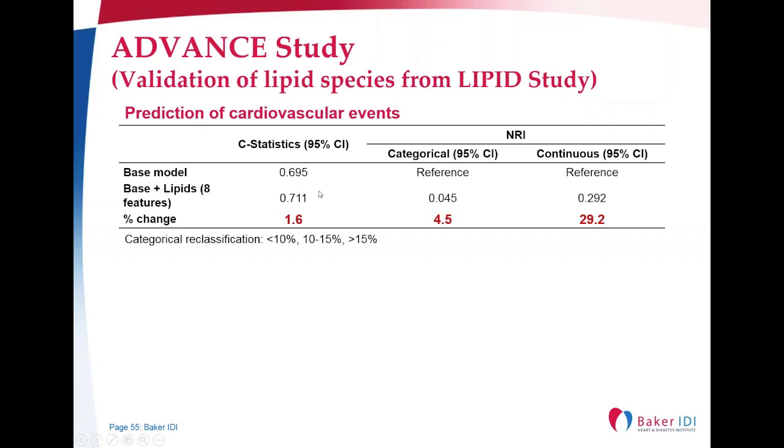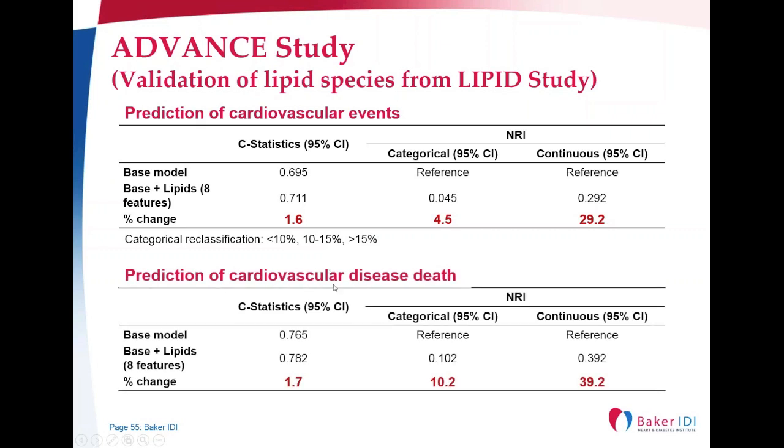And when we do that analysis and look at the improvement in the C statistic, we see a very similar improvement for cardiovascular events. The categorical NRI is not quite as high, but still significantly improved. And the continuous NRI is about the same as we observed in the LIPID study. And when we look at cardiovascular related death, the outcomes are again very similar to what we saw in the LIPID study: an improvement in the C statistic, a 10% improvement in the categorical NRI, and about a 40% improvement in the continuous NRI.